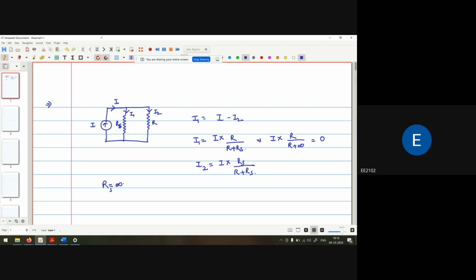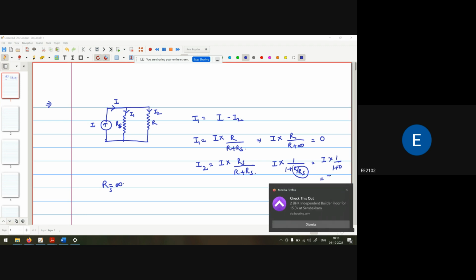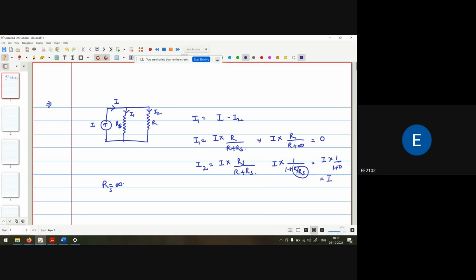In the second case, I take RS common from the denominator and cancel out. So 1 upon 1 plus R upon RS. If RS is infinity, this term becomes 0. So I multiplied by 1 upon 1 plus 0 becomes I. So to deliver maximum current to the load resistance or some other resistance in the circuit, we require that the source resistance should be infinite.